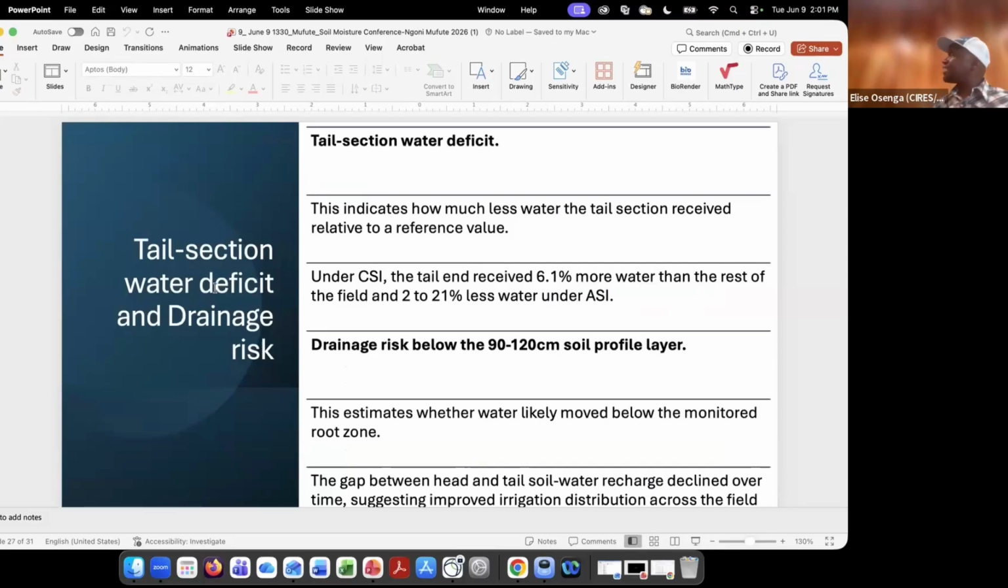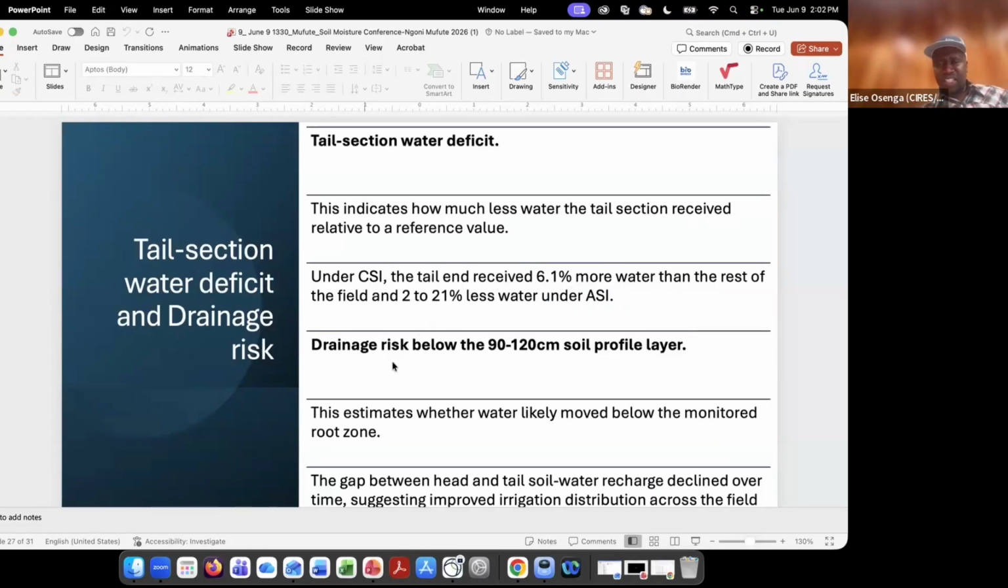So in the tail section water deficit, we also noticed that for conventional surface irrigation, the tail end of the field received 6.1% more moisture or more water than the rest of the field. In 2024 and 2025, it actually received less water than the rest of the field.